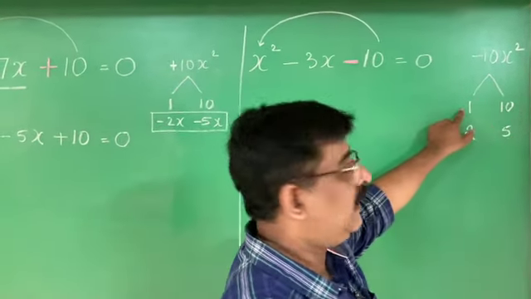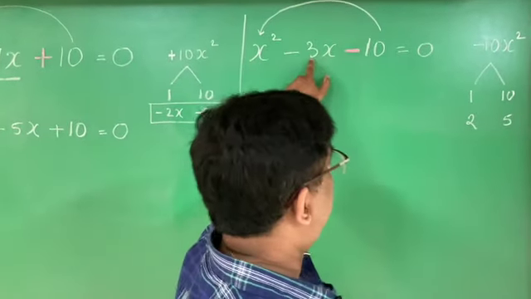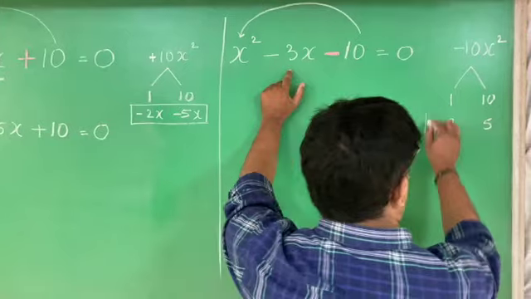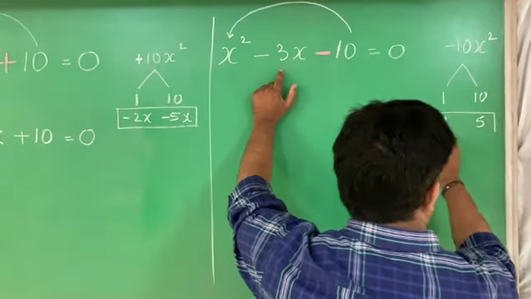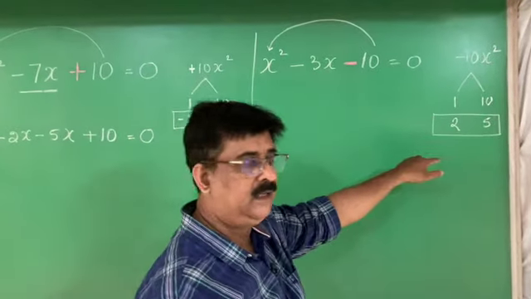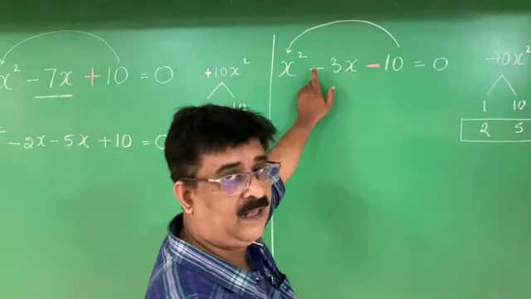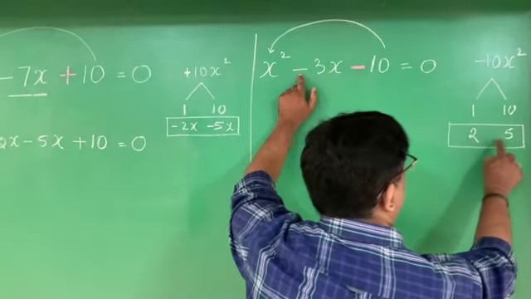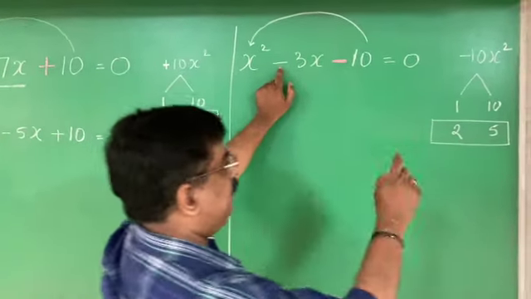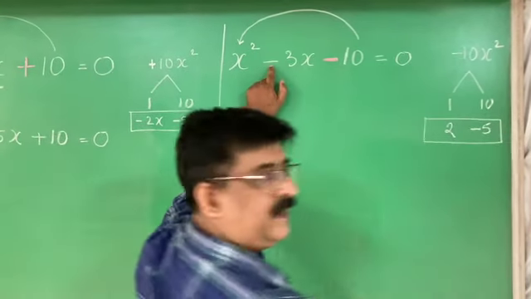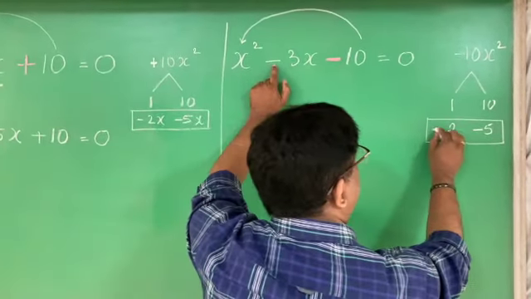10 minus 1 is 9. No, it is 3. 5 minus 2 is 3. Therefore, this pair I should select. If you are getting the middle term, the linear term, by subtraction, the sign of the linear term should be given for the bigger number between these two. Which is bigger? 5 is bigger. For 5 give minus. Opposite sign is given for this.